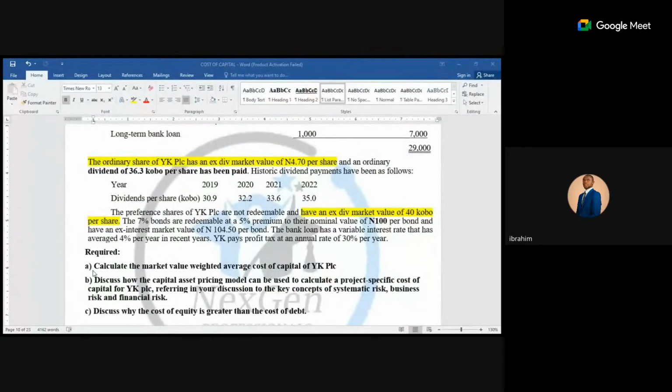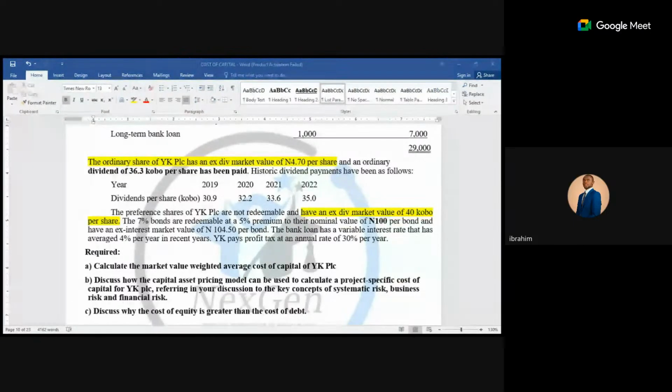This part B of the question you can just ignore, because we've not done project-specific cost of capital. It is like a subtopic of cost of capital. When we are done with cost of capital, we'll move to it. It refers to the key concepts of systematic risk, business risk, and financial risk. Then part C: discuss why the cost of equity is greater than the cost of debt. We have actually done this at the beginning of our cost of capital.